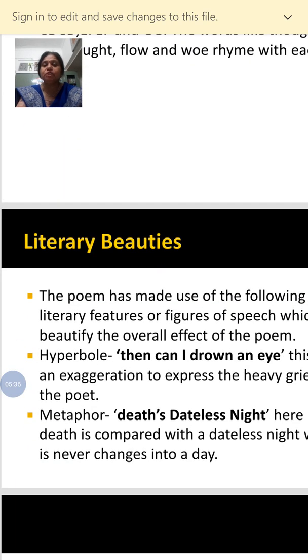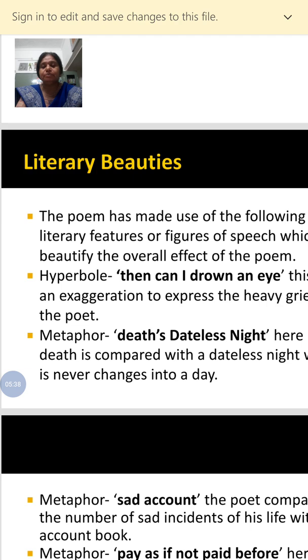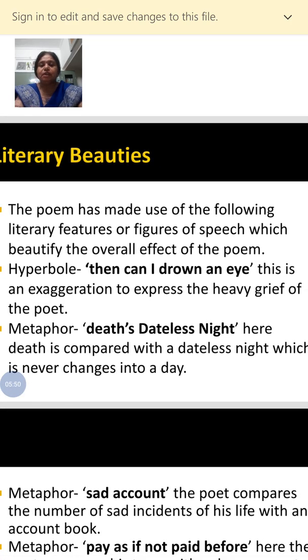Now comes the most important part of the critical appreciation, that is literary beauties. Now literary beauties comprise the figures of speech and the language. So here in this poem he has made use of the following literary features or figures of speech which beautify the overall effect of the poem. First of all, he has used hyperbole. Then can I drown an eye? This is an exaggeration to express the heavy grief of the poet.